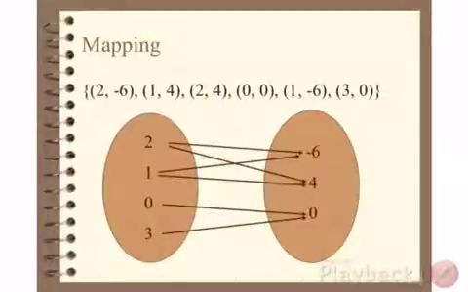So again, I've got my 2 and my -6, so I'm using an arrow to connect my 2 to my -6. Then I've got my 1 and my 4, so that's going across to my 4. My 2 and my 4 is also joined with an arrow. My 0 and 0 joined with an arrow. 1 and -6 joined with an arrow, and my 3 and my 0 joined with an arrow. So that's a relation being mapped with the two ovals.